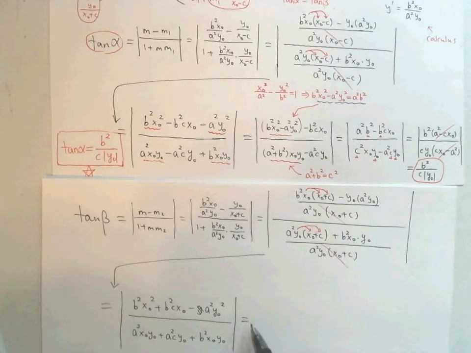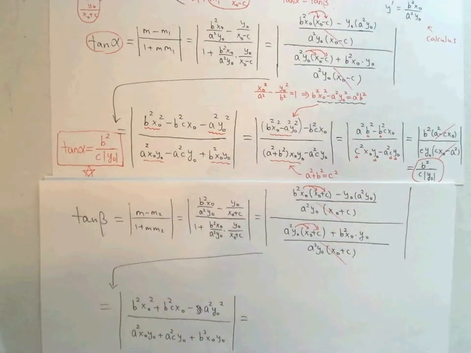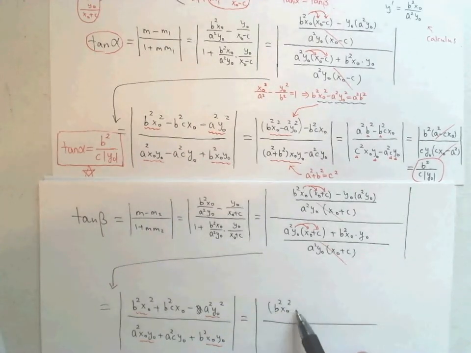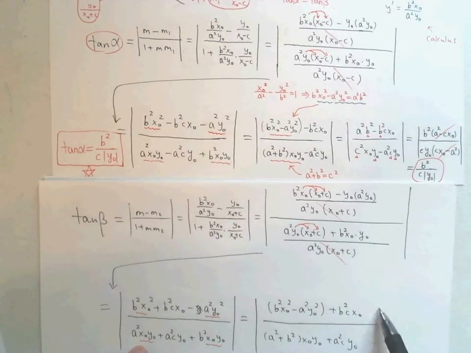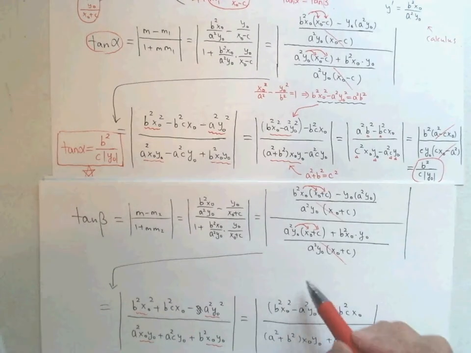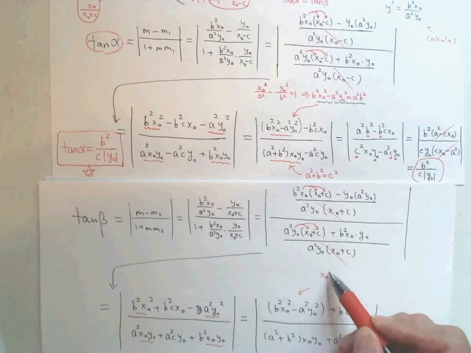Then we combine this term and this term, and this term and this term. Everyone knows this. Now we have the fraction: b square x0 square minus a square y0 square plus b square c x0 on top. The bottom put together is a square plus b square times x0 y0 plus a square c y0.